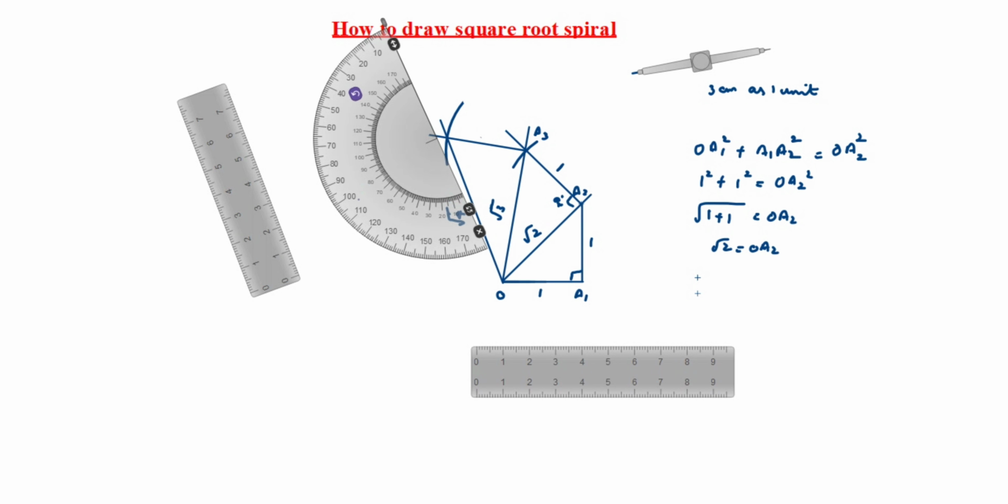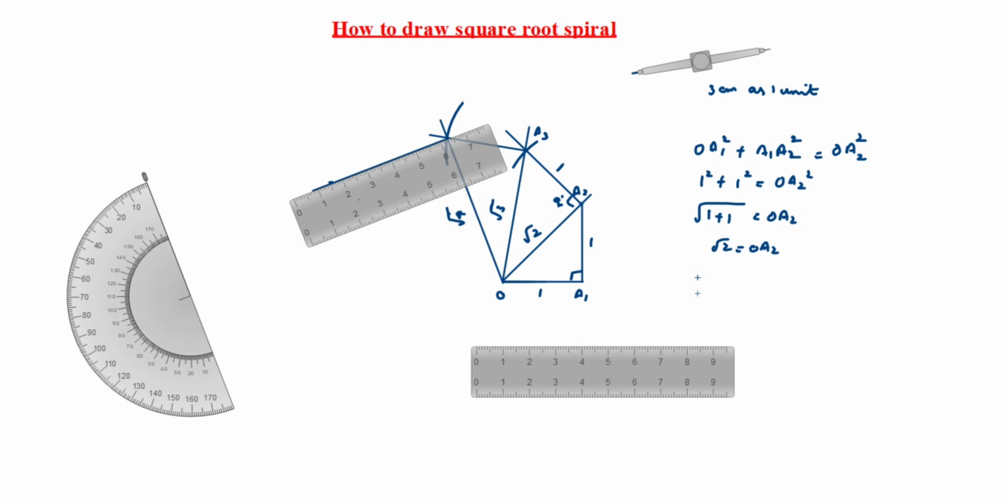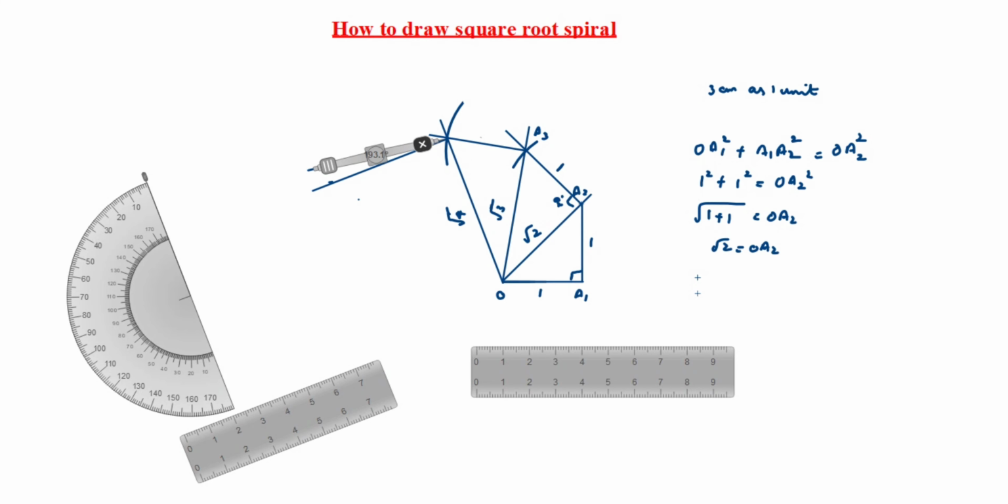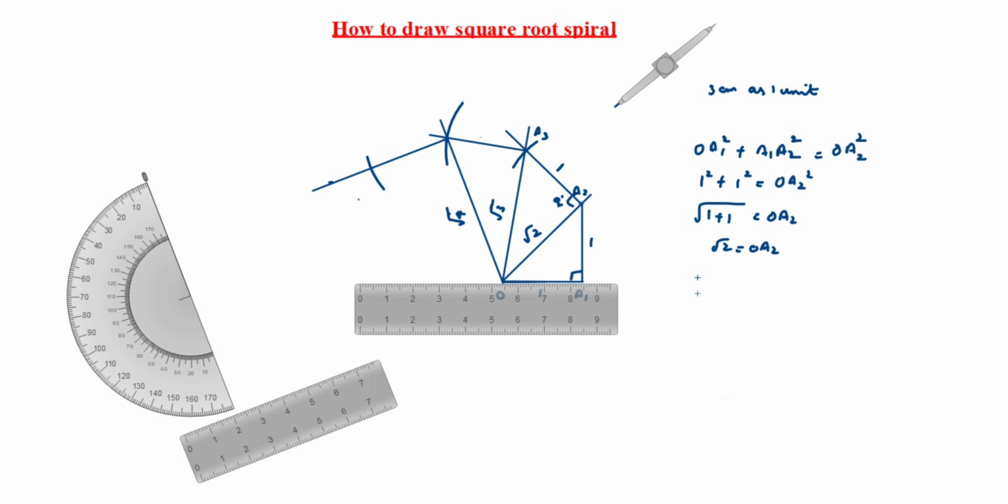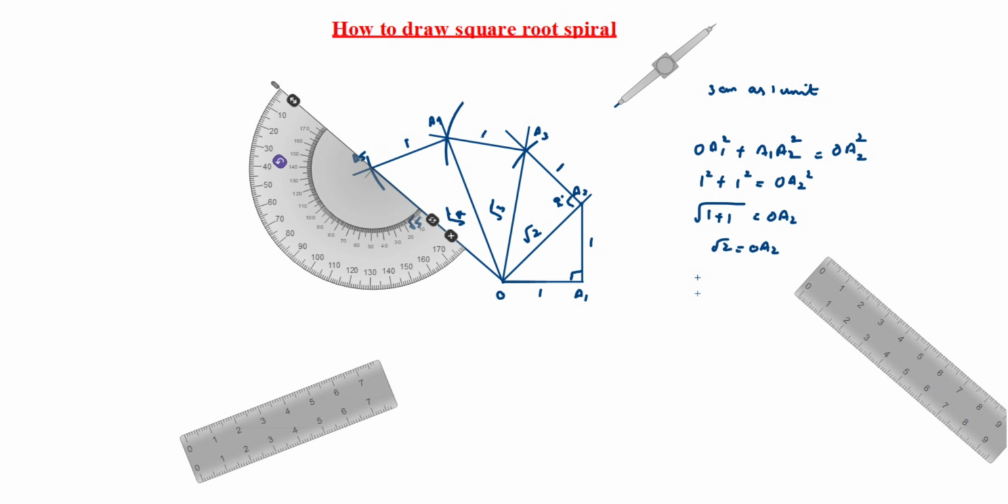Next, take the protector and keep the protector OA4 as a base and mark the point 90 degree and draw the line. Now take the compass and reduce to 3 centimeter and draw an arc. Now take the scale to join the points. Now write the namings A4, A5. Here is 1, here is also 1. This is root 5.